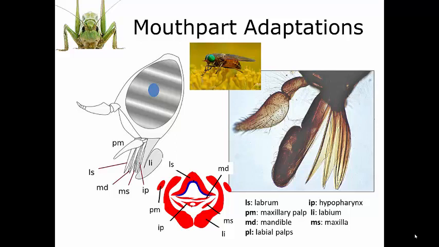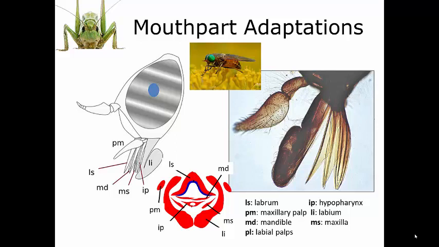So let's look at how these mouth parts have changed from those primitive mandibulate mouth parts. But they're also significantly different from the piercing and sucking mouth parts that we saw in the mosquito. Okay, so starting here, again, we've got the same things, the labrum, the maxillary palps, the mandibles, the labial palps, hypopharynx, labium, and maxillae. They're all there. They're just in a slightly different form.